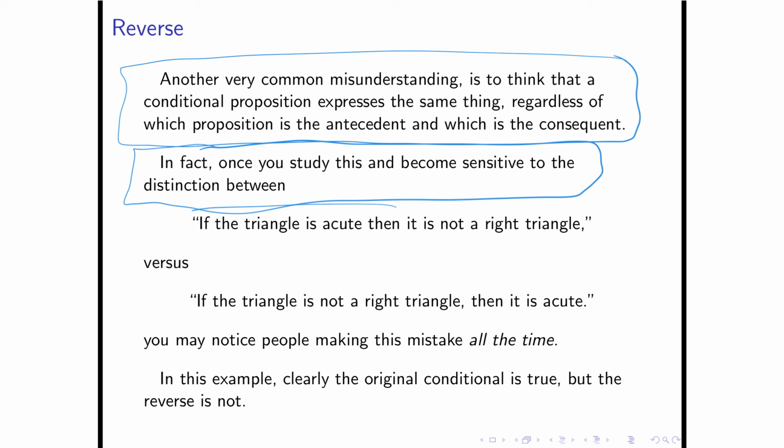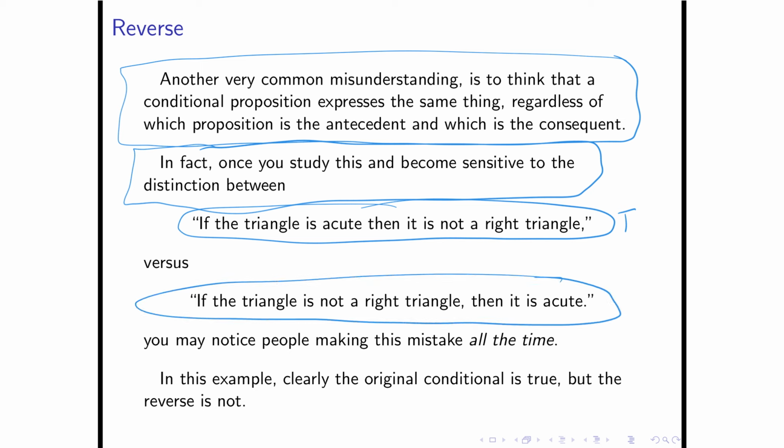So again, for an example, if the triangle is acute, then it is not a right triangle. That is a true proposition. If you flip it around, if the triangle is not a right triangle, then it is acute. Well, that is clearly a false proposition because you could have an obtuse triangle, right? An obtuse triangle would be not a right triangle. It has an angle that is more than 90 degrees, so it is not a right triangle. None of the angles are 90 degrees. But it does not follow that it is then an acute triangle, right?